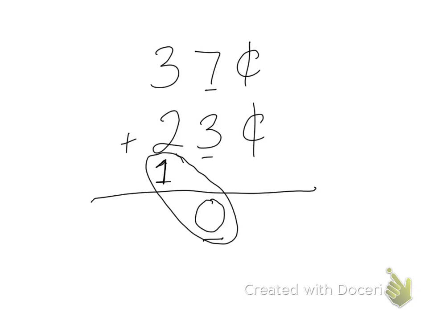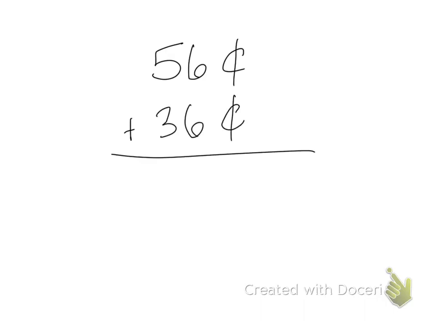Now we will add the dimes. 3 plus 2 is 5, plus 1 is 6. So we're going to write the 6 dimes below the dimes column to show that we have 6 dimes. So this is the same as 60 cents. Let's try another problem. Let's say we have 56 cents plus 36 cents. So we add up the pennies first.